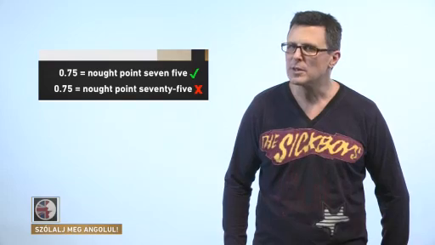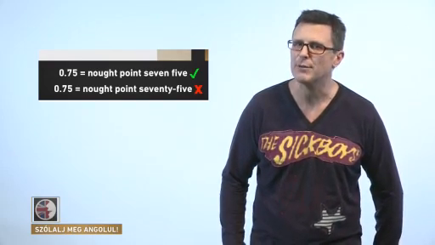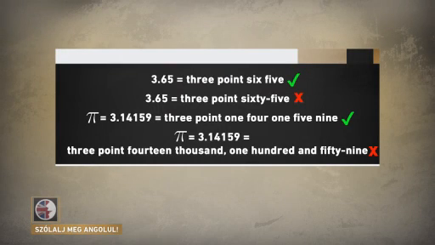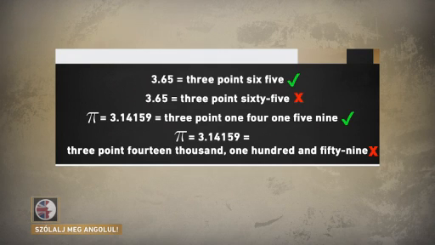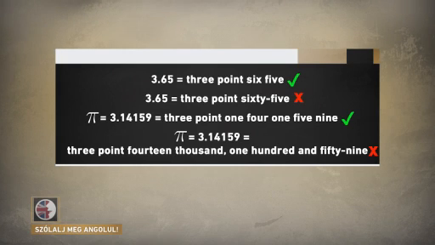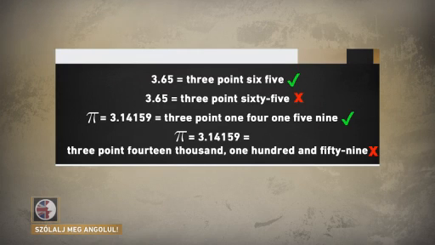Zero point seven five, not zero point seventy-five. Great. It doesn't matter if we're talking about a decimal fraction or not. The number or numbers that come after a decimal point are always said as separate figures. So, always remember, we use a decimal point to show that something is less than 1. And after a decimal point, we have to say each number separately.